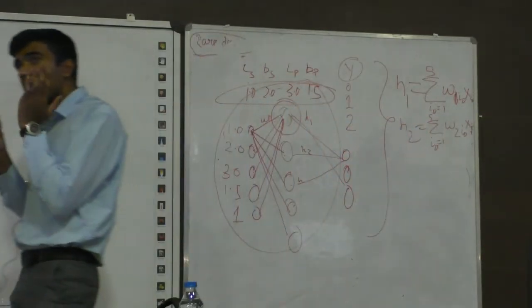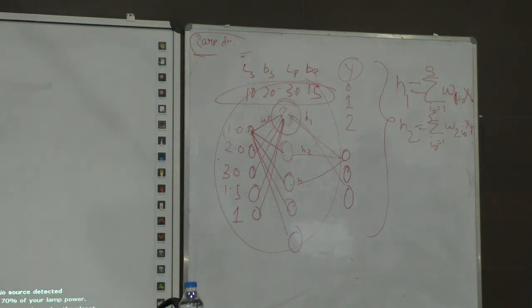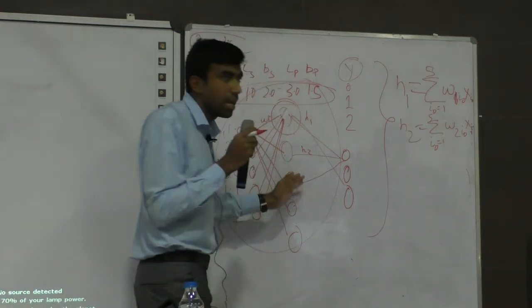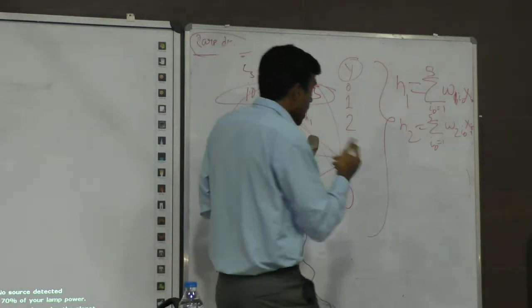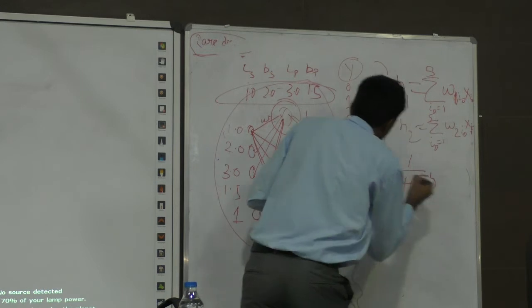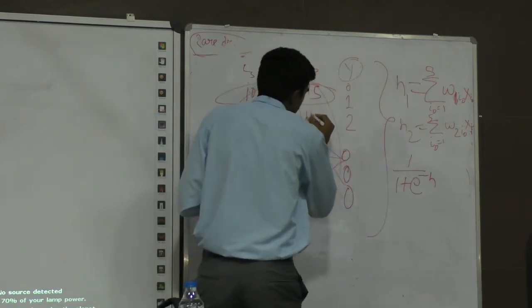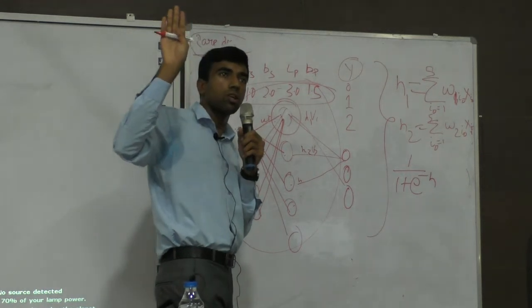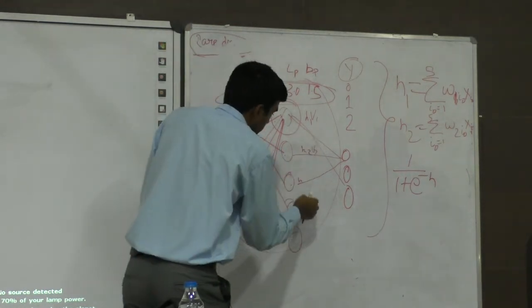After getting the h's, then what will I do? I'll activate it. Activate means I can have 3 types of activation, but I am using sigmoid activation. What is sigmoid activation? The h that I am getting, I will sigmoidally activate it, which means I will take that value as 1 plus e to the power minus h. So I'll get some v over here. It will be v1, v2, v3, v4, v5. Everybody is with me or not?